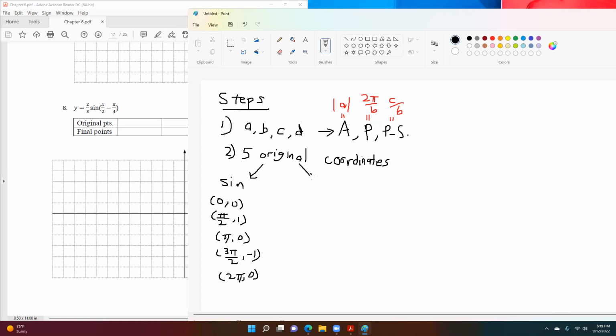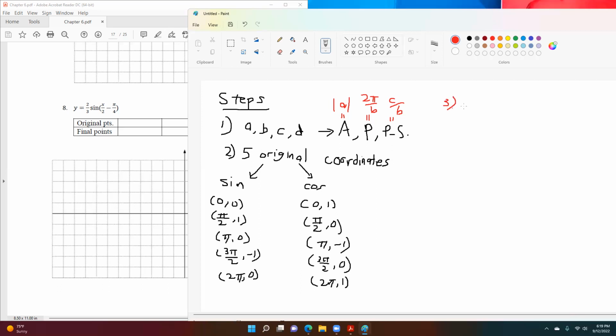If it's a cosine graph, then the coordinates are (0, 1), (pi over 2, 0), (pi, negative 1), (3 pi over 2, 0), and then (2 pi, 1). So these are the coordinates you use for cosine. Okay, so that is the second step.